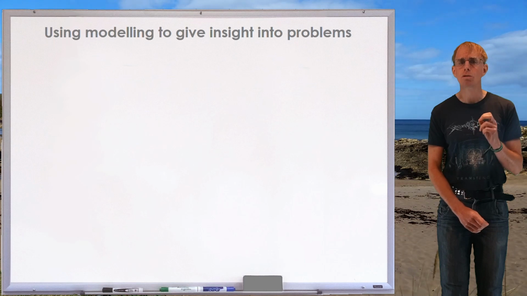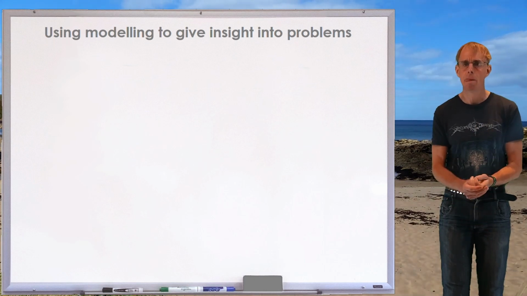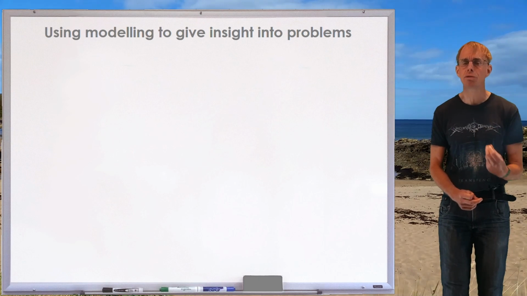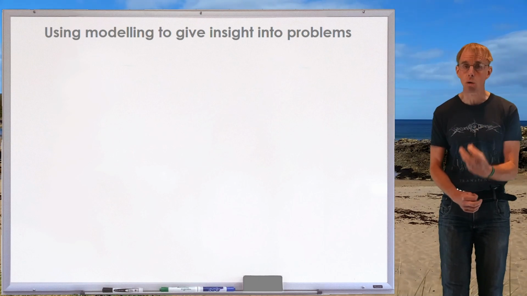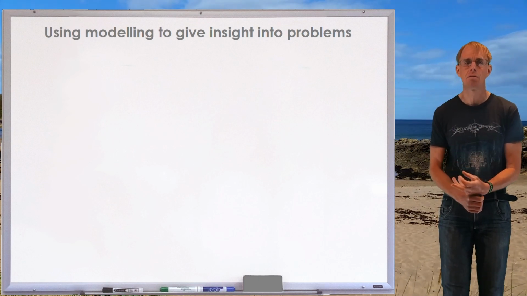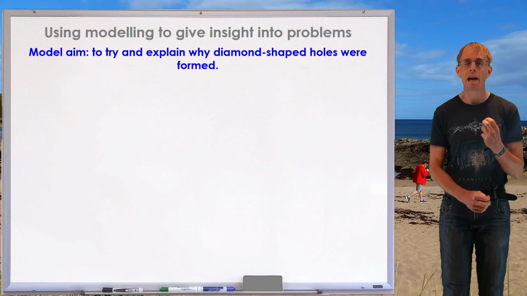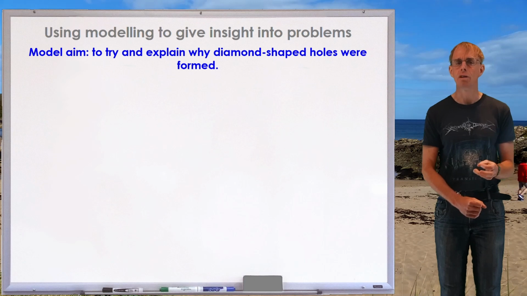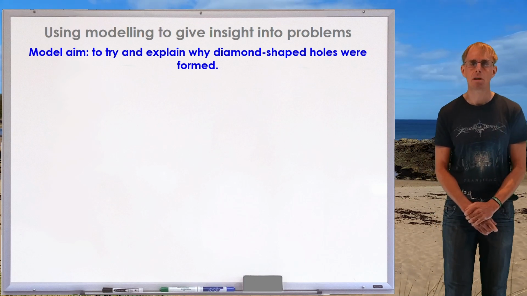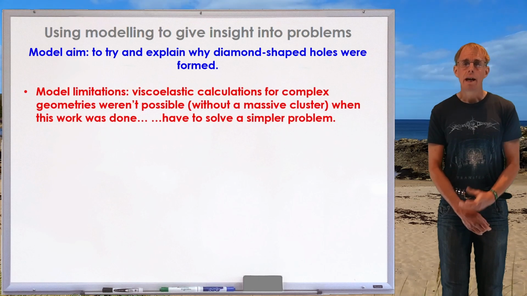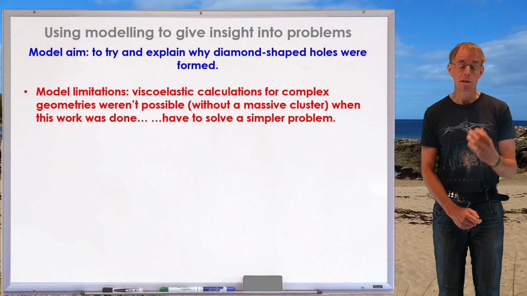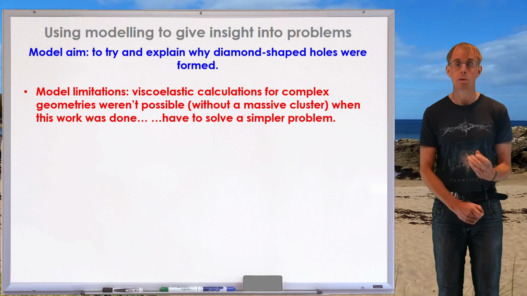We're going to use a model not to try and describe a whole process, but effectively to eliminate or to include pieces of physics that may or may not be responsible for an effect. And so the aim of the model was to try and come up with some explanation and some insight into why diamond-shaped holes had been formed in this polymeric product. So, any model has limitations. Computational power, 20 years ago, was one of the limitations that we had.